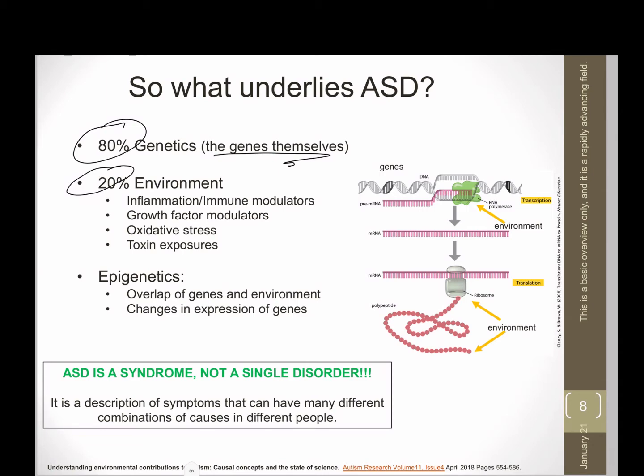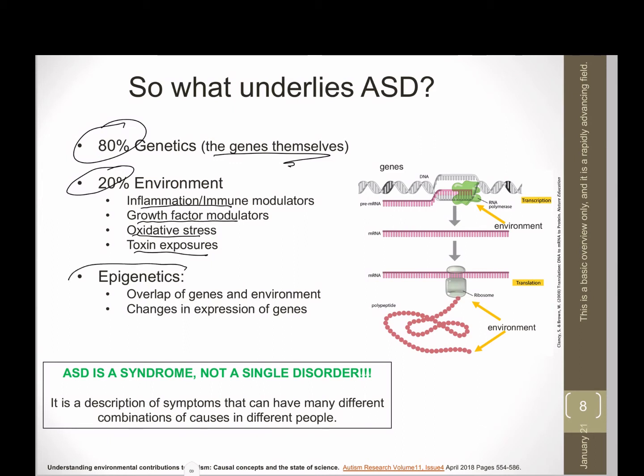But it looks like things that impact inflammation and immune system in utero may modulate the neurological development. We know that things we call growth factor modulators may be involved. And these are things like different hormones and some cancer accelerator agents. We also see oxidative stress and different types of toxin exposures. But as I said, we don't actually have any of these narrowed down enough to really clarify them.